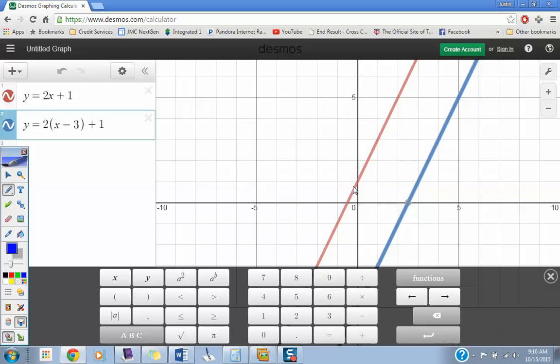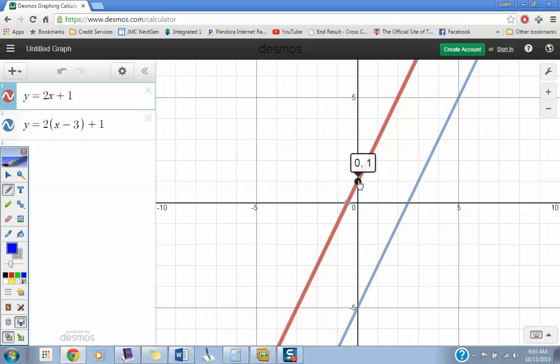Let's see. See this point right up here? See that point right there at 0, 1? And this point right here at 3, 1? Okay, so how far to the right did that move? 3 units. Okay. Now I want to show you the mathematics behind that, but can you get a visual off of this right here? Again, you have to use 3 somehow.